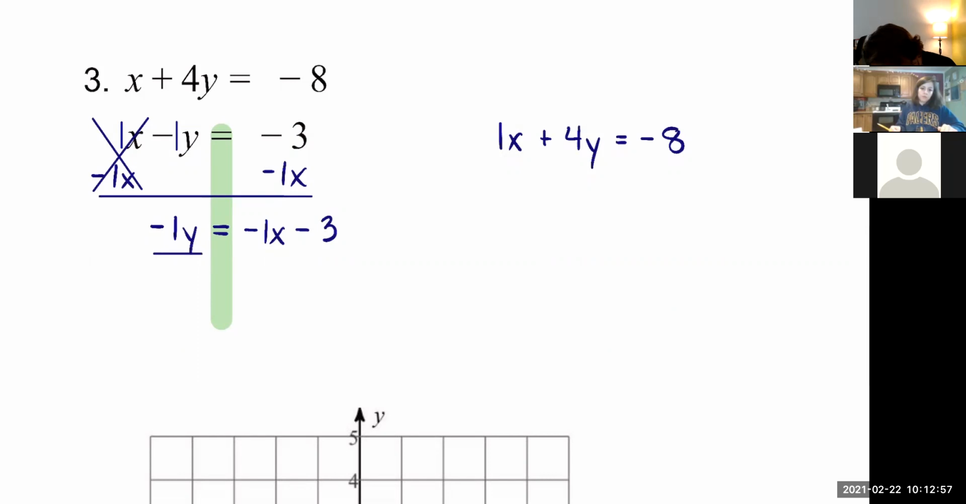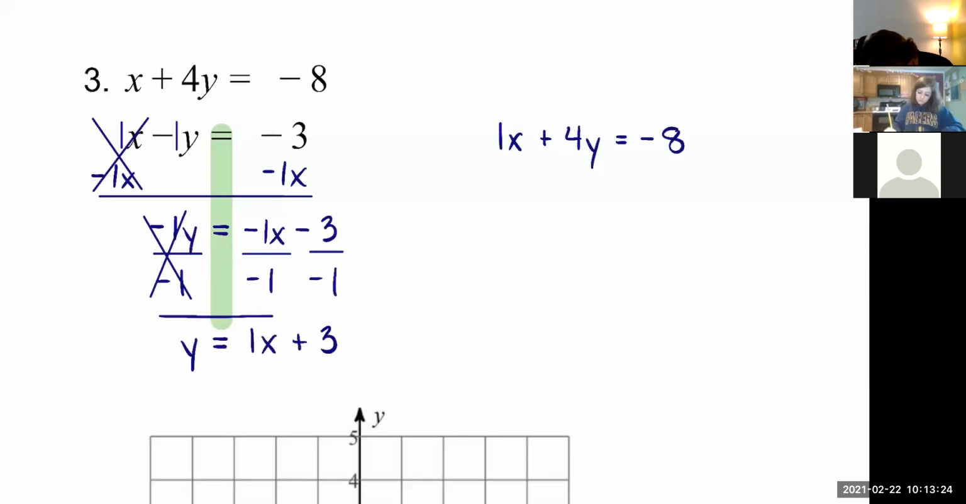Then to get the y completely by itself, I'm going to divide everything by that -1 that's sitting in front of it. So -1 divided by -1 on the left simplifies to +1. That leaves me with y equals -1x divided by -1 is +1x, and -3 divided by -1 gives me a +3. So technically the bottom linear equation is now in slope-intercept form.